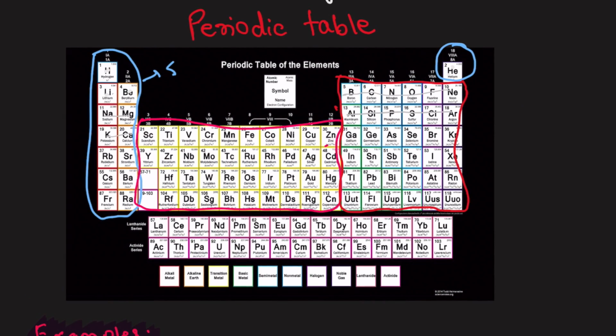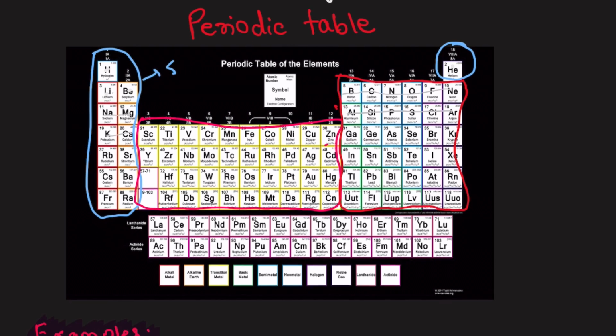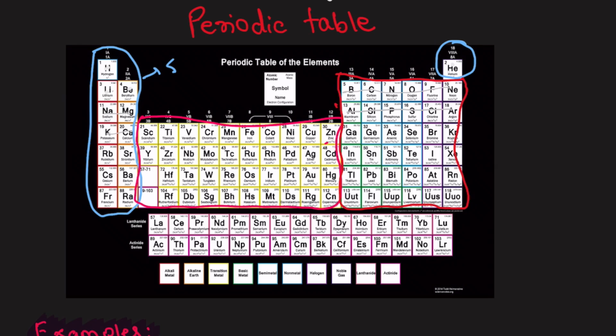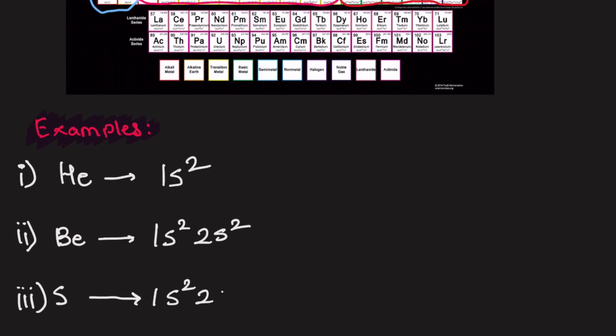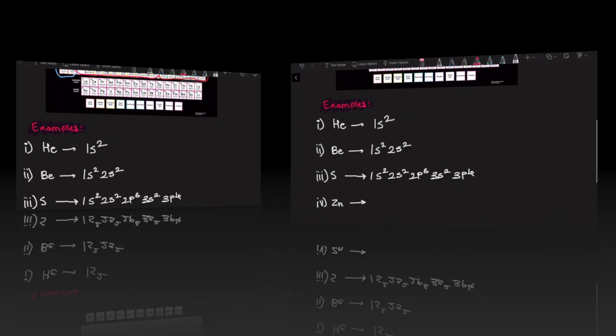Okay, now let's look at sulfur. So sulfur is a part of the P block. So the electronic configuration for sulfur would be 1s1, 1s2, 2s1, 2s2, 2p6, 3s2, and then 3p1, 2, 3, 4. So the electronic configuration would be 1s2, 2s2, 2p6, 3s2, and then 3p4.